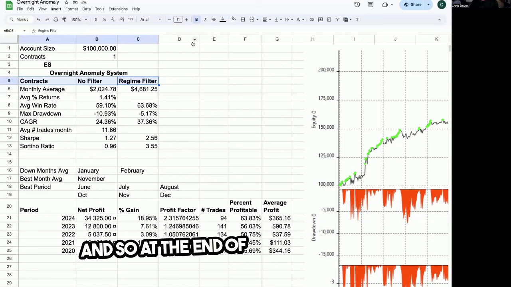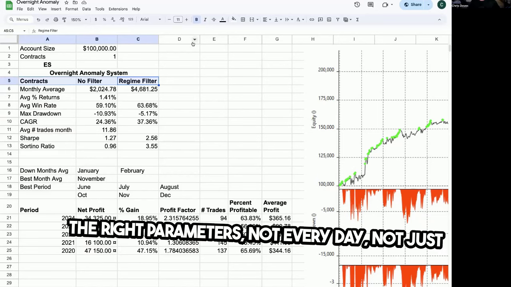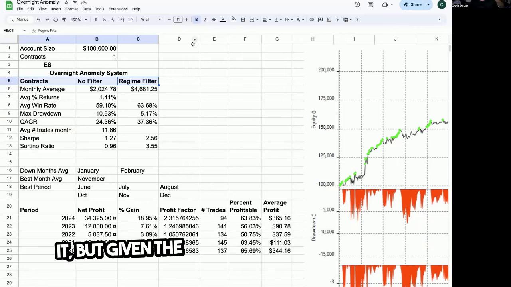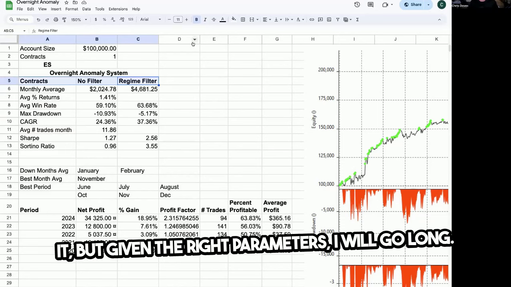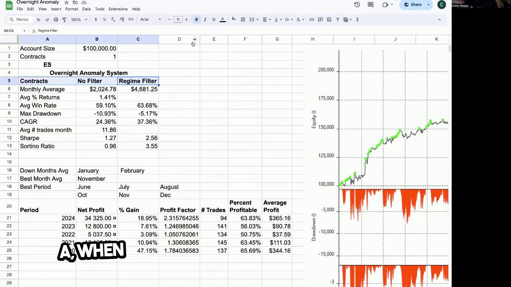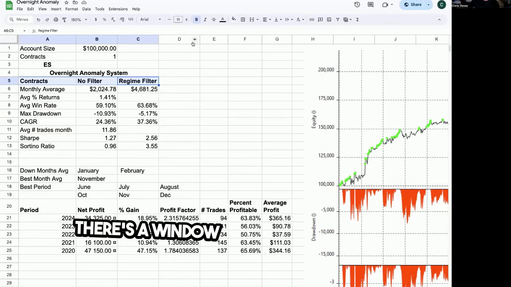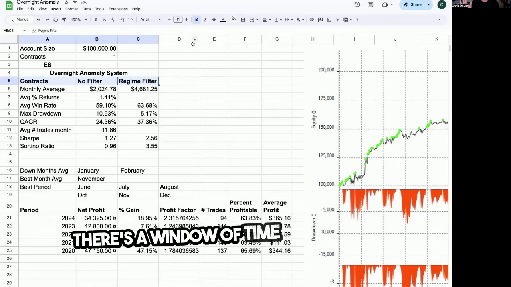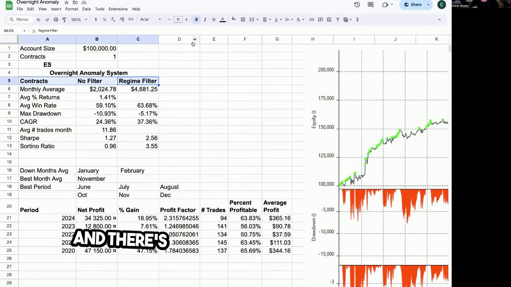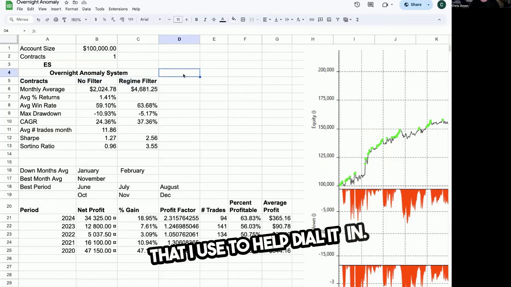And so at the end of the trading day, given the right parameters, not every day, not just randomly buying it, but given the right parameters, I will go long. And then on the open the next day, when a certain event happens, I'll exit. There's a window of time that I buy it on the close, and there's a window of time that I sell it on the open. And there are some other filters, other tools that I use to help dial it in.